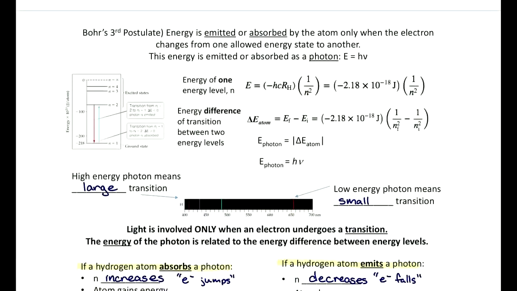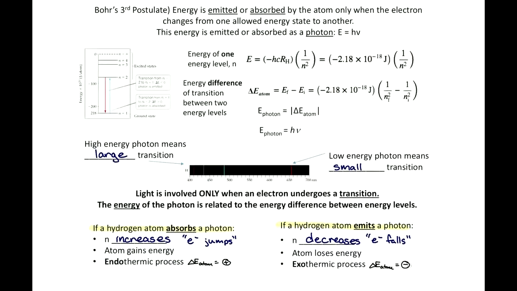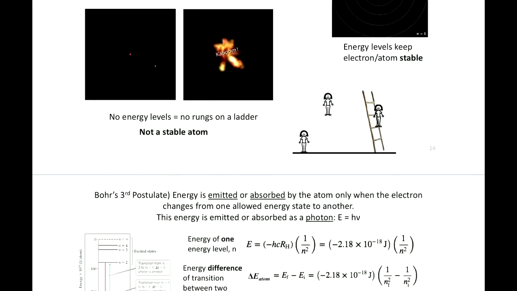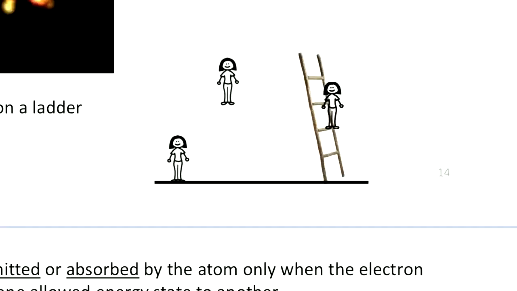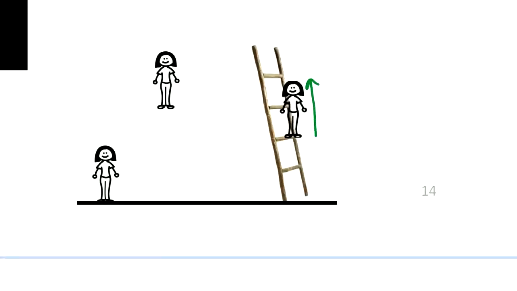Okay, so let's talk about the third postulate, and this is where light is finally involved. Okay. So let's think about the rungs on a ladder again. If I wanted to go up the ladder, do I need to put energy into the system or does energy leave the system? Into, yeah, so delta E would be positive if I want to go up the ladder.